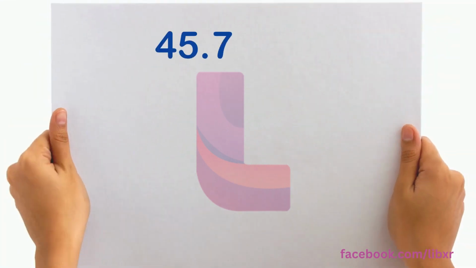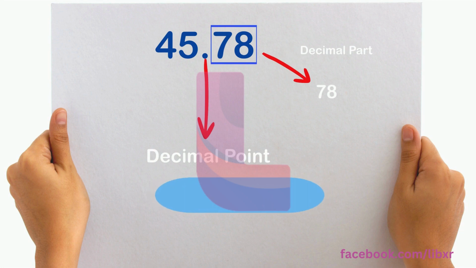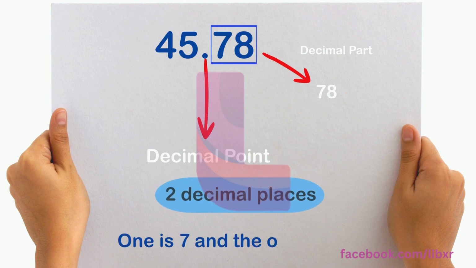The number of digits that make the decimal part of the decimal number are referred to as number of decimal places. For instance, in this given example, there are 2 decimal places. One is 7 and the other is 8.